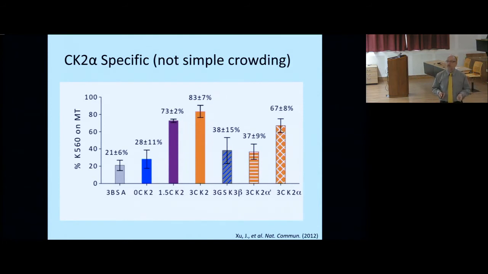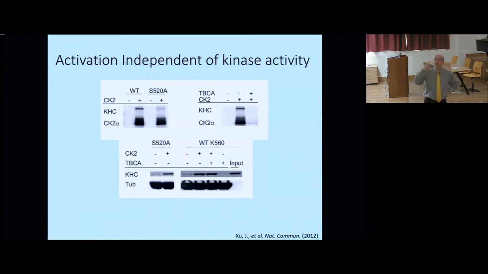So could it be denaturation? Well, you can take various proteins that you can use as crowding agents, like BSA or another kinase, GSK3 beta, and you can use the same quantity of those, and you don't see the same effect on the kinesin activity as you do from the CK2. In fact, CK2 alpha prime and CK2 alpha are very, very similar, but slightly different, and CK2 alpha has a much bigger effect than CK2 alpha prime, suggesting that this is specific and it's not simple crowding. Okay. So it's independent of kinase activity.